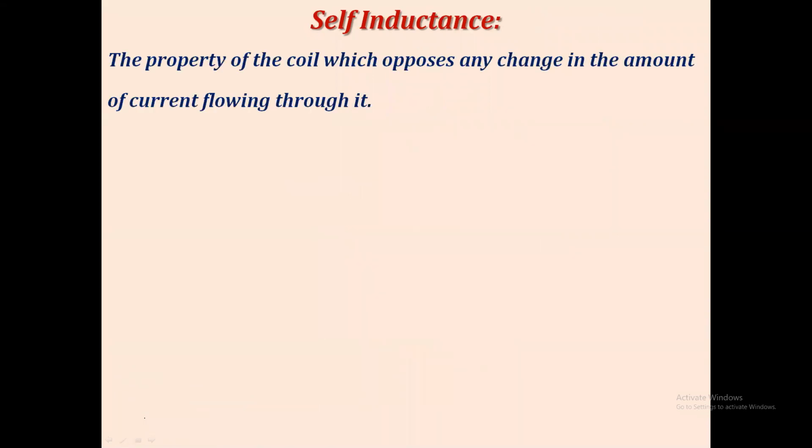The property of a coil which opposes any change in the amount of current flowing through it is called self-inductance. It is denoted by the capital letter L and its unit is the Henry. Most of the time this unit may be asked in MCQ type questions. So please remember that the unit of self-inductance L is the Henry.